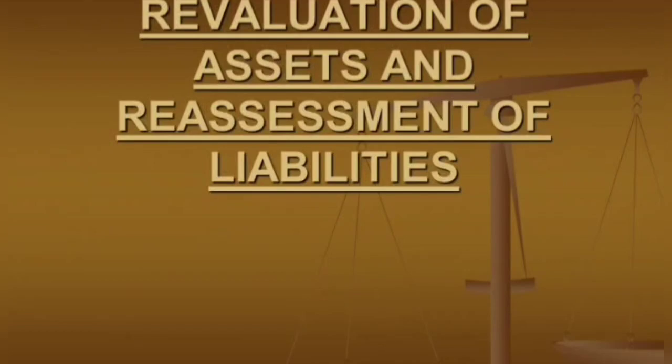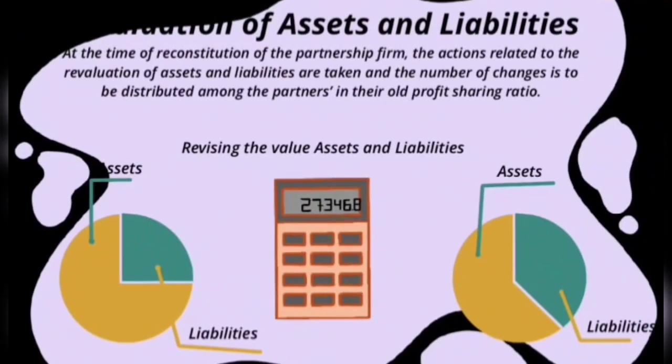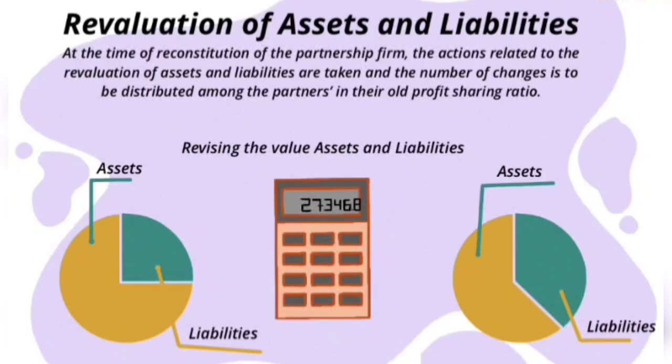Revaluation of assets and reassessment of liabilities is done by preparing a revaluation account at the time of reconstitution of the partnership firm. The changes are to be distributed among the partners in their old profit sharing ratio, because the assets and liabilities were lying in the business from before, so the revaluation of assets and liabilities has to be done as per the old profit sharing ratio.